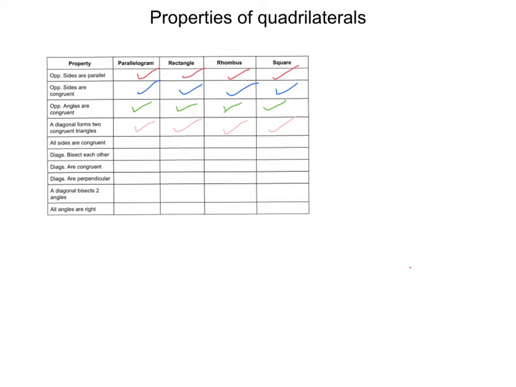Okay, so for all sides being congruent, we know that that is true for a rhombus, and we know that a square is a rhombus. So those two get checked off. Not true here. No, no.